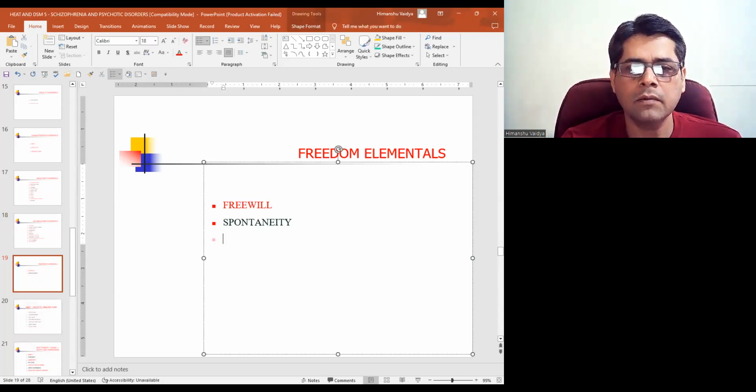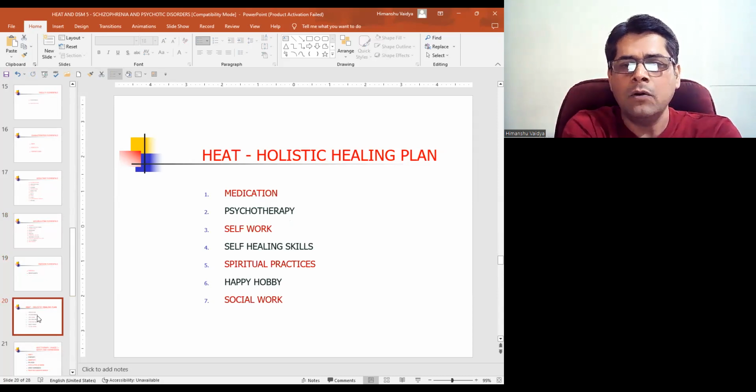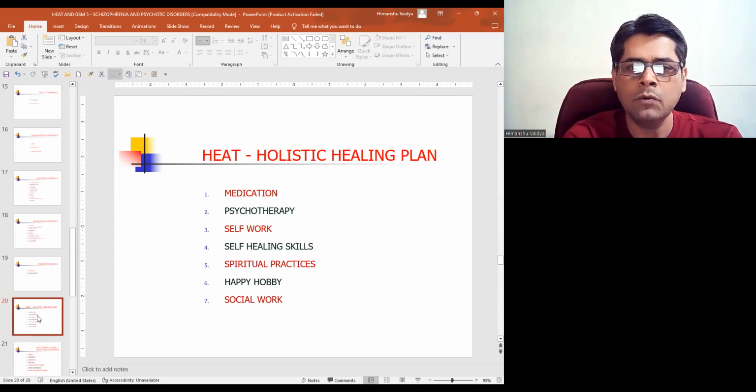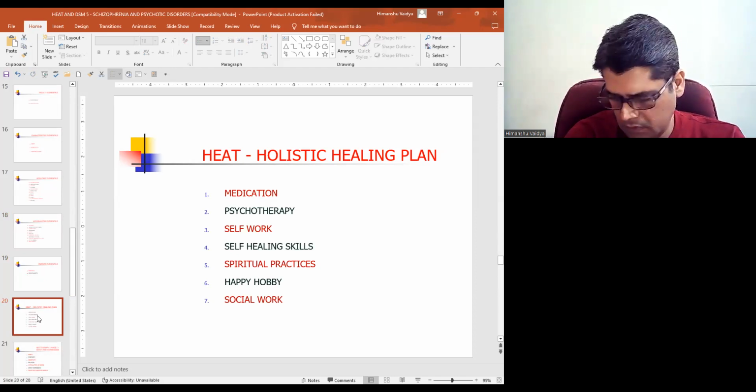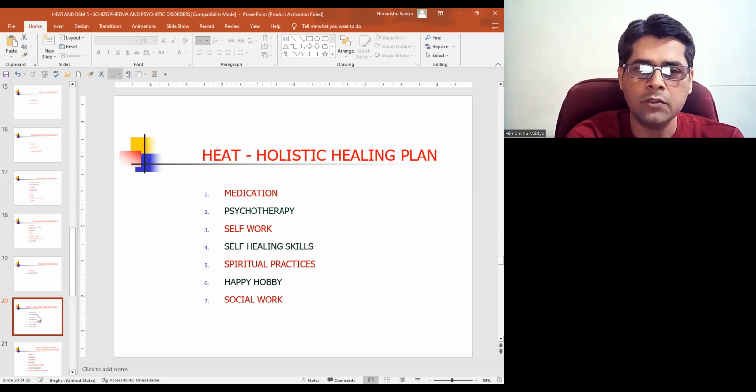These three we can remove in our analysis. Coming to healing, contrary to classical approach, which is either medication or psychotherapy or combined medication and psychotherapy, we cast the landscape wider. We include self-work. Some forms of therapy like CBT also have self-work. So we place great importance on self-work. Not that everyone can do it, but we try our best. Self-healing skills if necessary. If we are looking at acute schizophrenia, it's out of question.